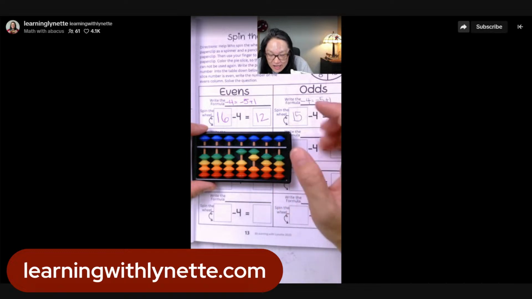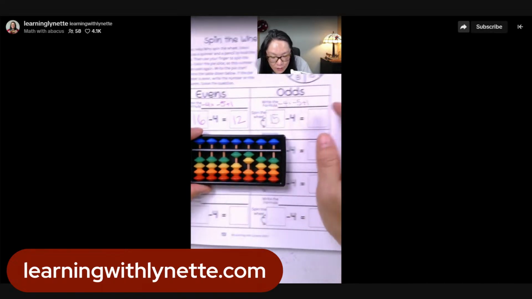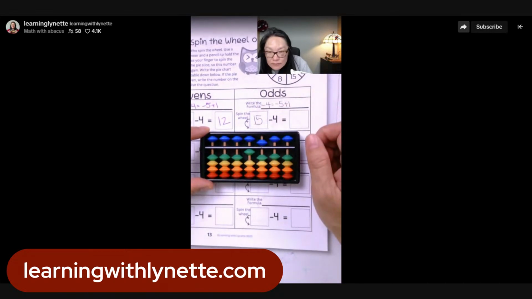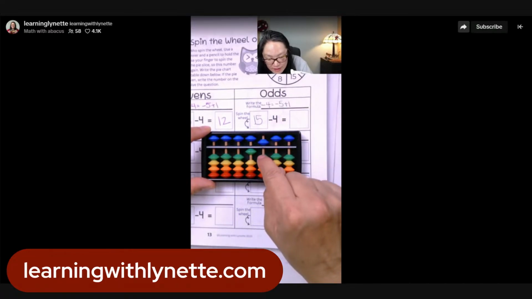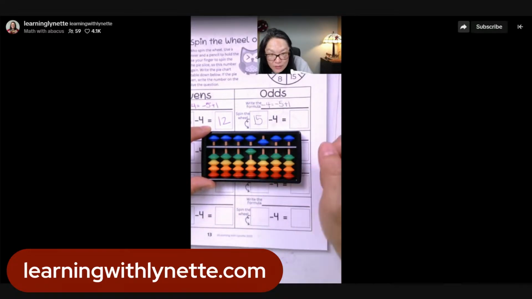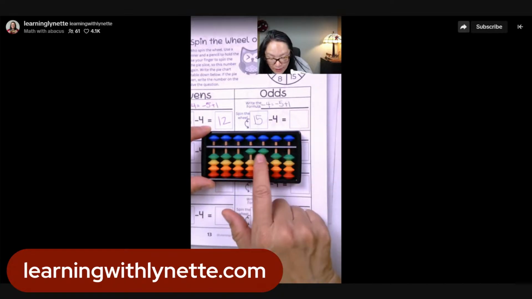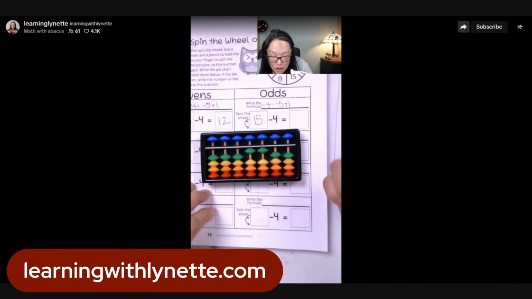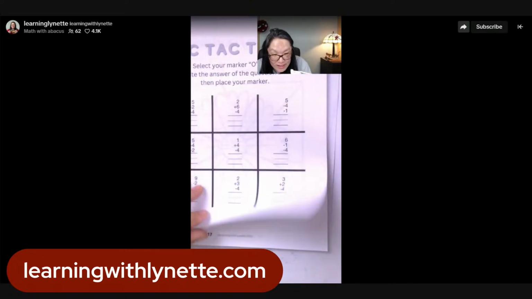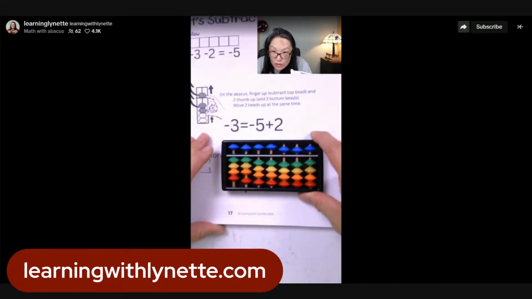We could do it again. I have 15. Is there enough to take away the 4? No, there's not enough beads to take away the 4. So what are we going to do? We're going to minus the 5 and plus the 1. My final answer is 1. Does that make sense? So you know when we add, we can subtract.